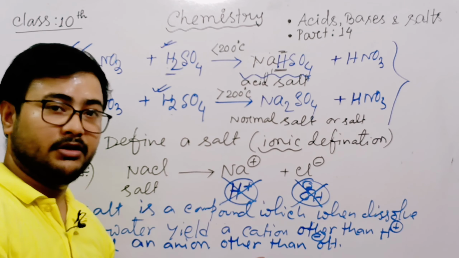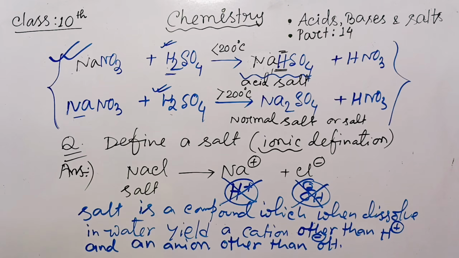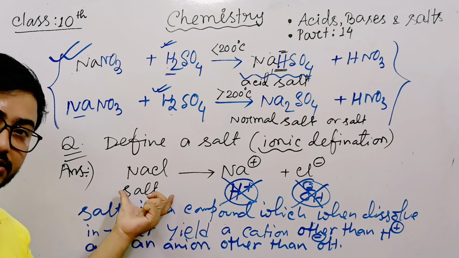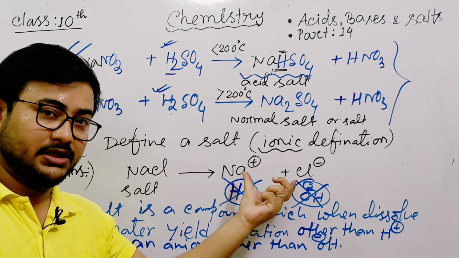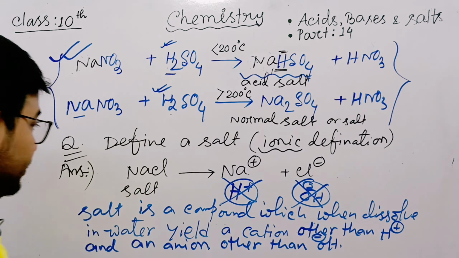Now is it visible? Okay, let me check. Yes, it is visible. Yes. Now look at the board. So what is the ionic definition of salt? Any salt when dissociate. Don't write when break. Use the chemical term dissociate.